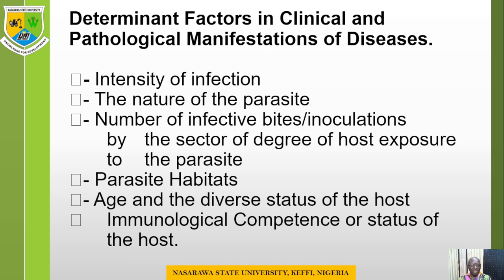Number four, parasite habitats. We are able to know that as they exist as living organisms, they have places in which they live, in man and in animals. In most cases, we consider that as the predilection site, where they inhabit in the body of an animal, including human.